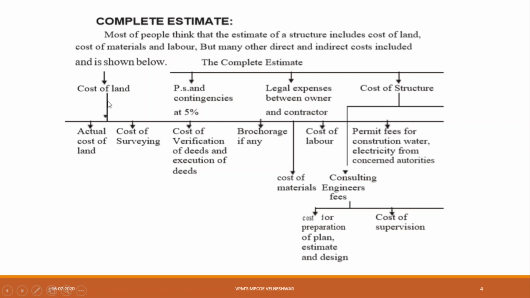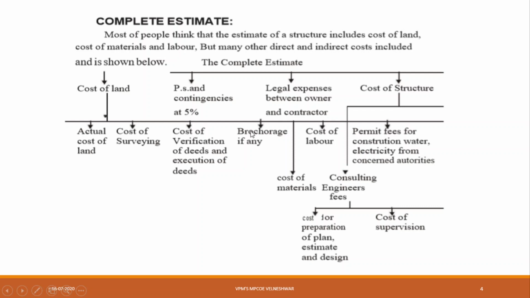In cost of land there are n number of costs involved. First one is your actual cost of land, means the cost at which you have purchased the land. Then cost of surveying. Before purchasing the land, you have to do the survey on that land, that requires cost. Then cost of verifications of deeds and executions of deeds. If there are any deeds, then for executing those deeds you require some cost.